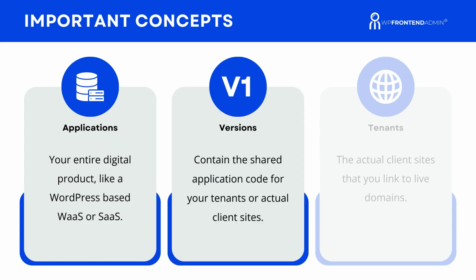Second, versions. An application's version contains the shared application code for your tenants or actual client sites. That application code is composed of the WordPress core code, as well as plugins, themes, and language files. This means that if you want to add, remove, or update plugins or themes across all sites or tenants, you will need to apply those changes to the versions. You must do the same if you want to update the WordPress version. And when you finish applying the changes, you must deploy the version so that all sites based on that version are updated, and all the changes are propagated to all the sites of the platform.